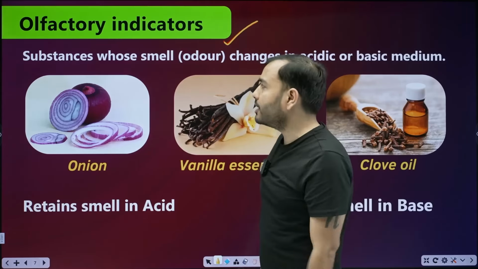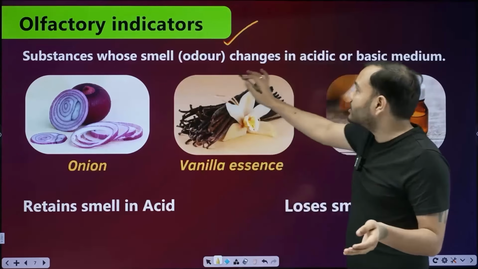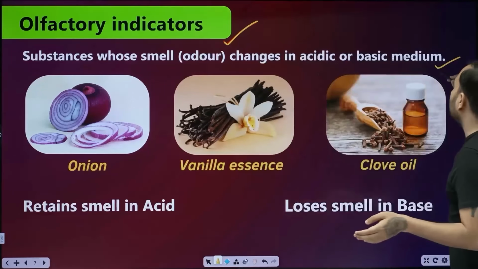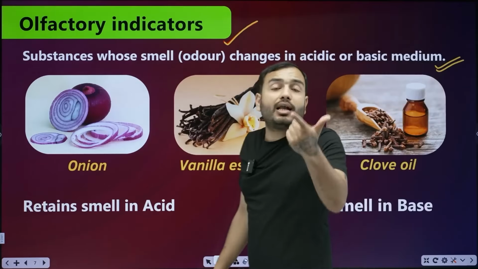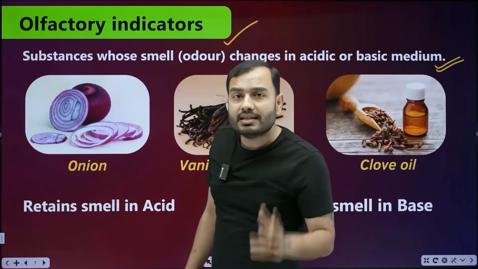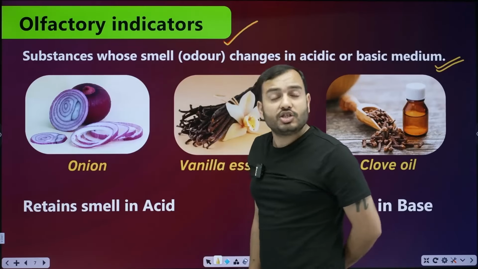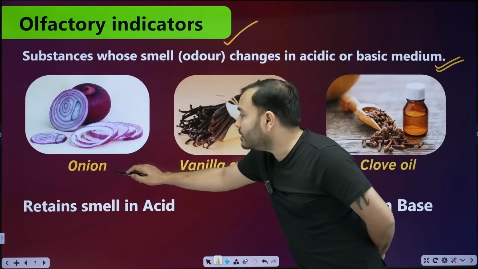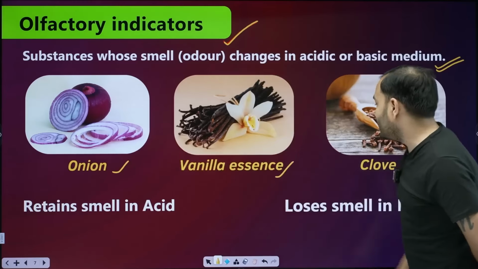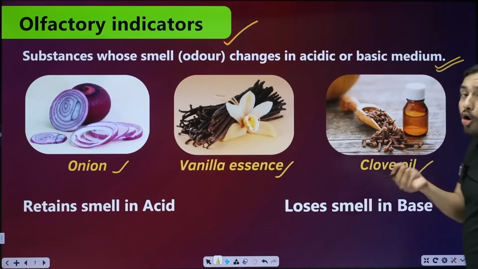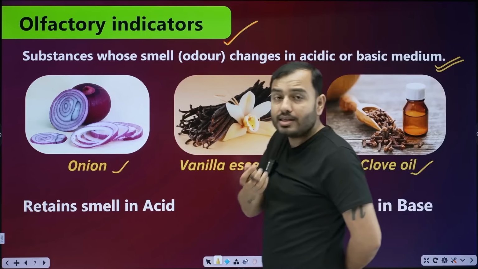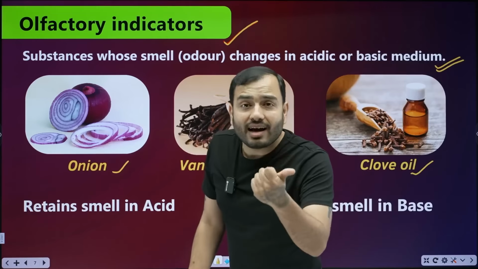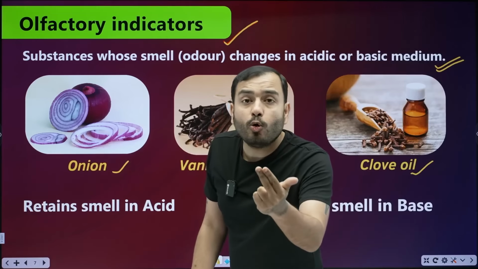We will study it in biology too. An olfactory indicator is a substance whose smell changes in acidic or basic medium. By smelling, we can also say if something is acidic or basic. Three olfactory indicators must be remembered: onion, vanilla essence, and clove oil, which is oil extracted from clove.